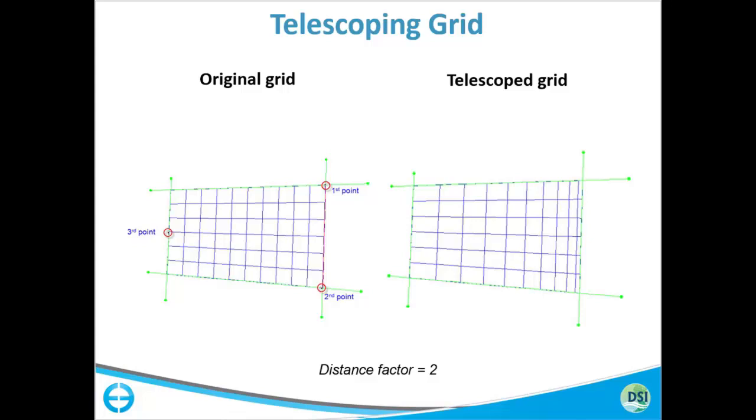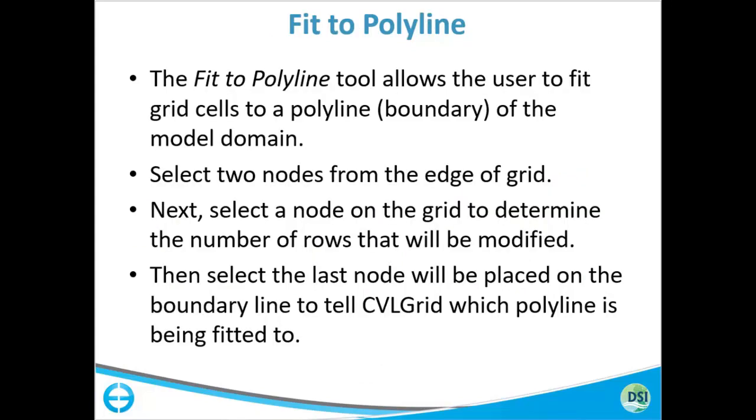As you can see here, it is much finer over here, and it's more coarse. So if you want to have only this section telescopic, you can have your third point over here, so it would do telescoping from this point to this point. So fit to polyline is a feature if you want to exactly line up your grid with your shoreline.